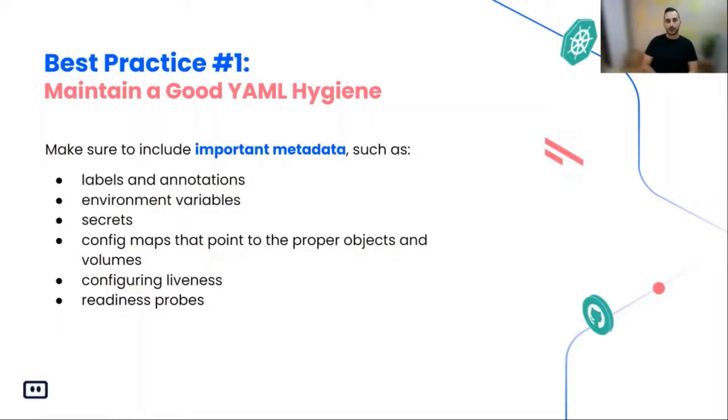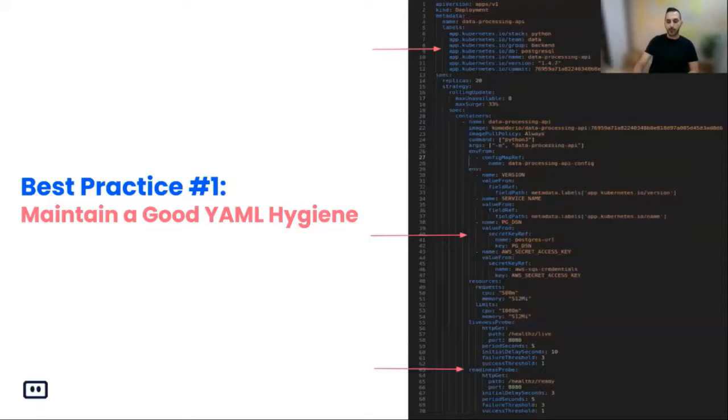So you can choose to put your version, which environment it is, something that applies to your business information on these labels and annotations. And the two other things that are important is configuring the liveness and readiness probe. So we can see an example here of a YAML file in Kubernetes.